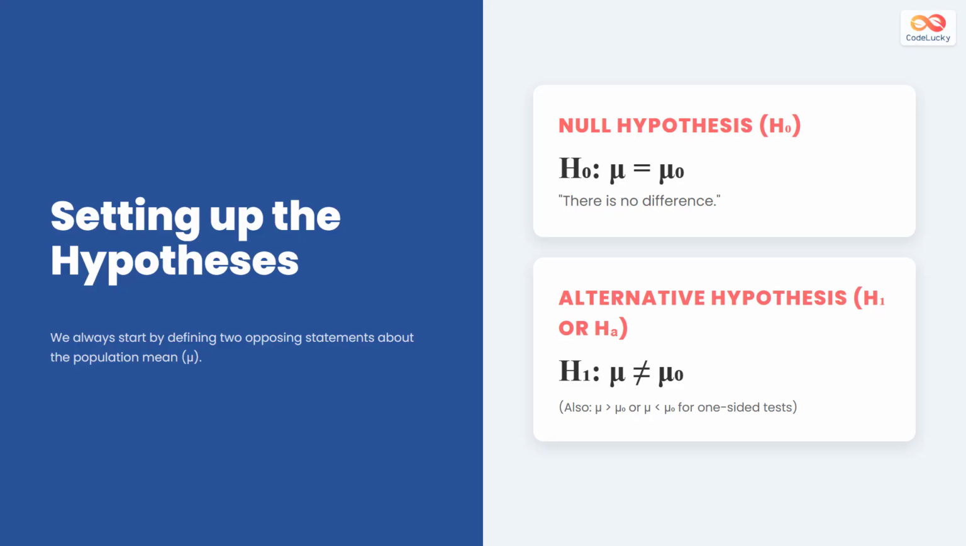Every hypothesis test begins by defining 2 opposing statements. The null hypothesis, H0, states that there is no difference between the population mean mu and the hypothesized value mu0. The alternative hypothesis, H1, contradicts this, stating that the mean is different, greater than, or less than the hypothesized value.